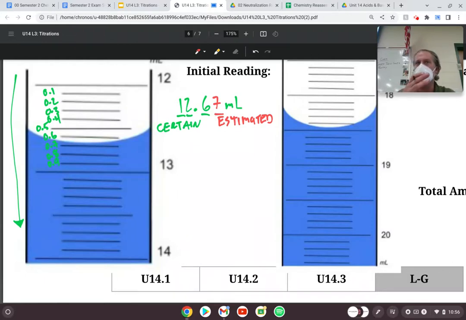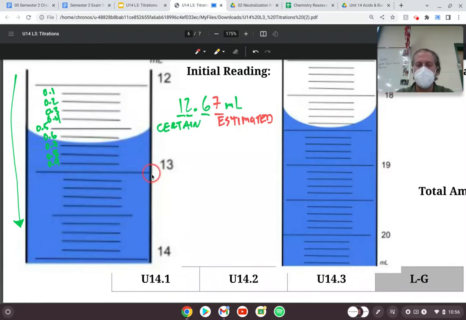It just means that when you're reading the burette and when I'm reading the burette, we always want to do it the same. So every time you read a burette, you should have an idea as to about where like 0.65 is or 0.75 is, and always kind of use that as a reference.